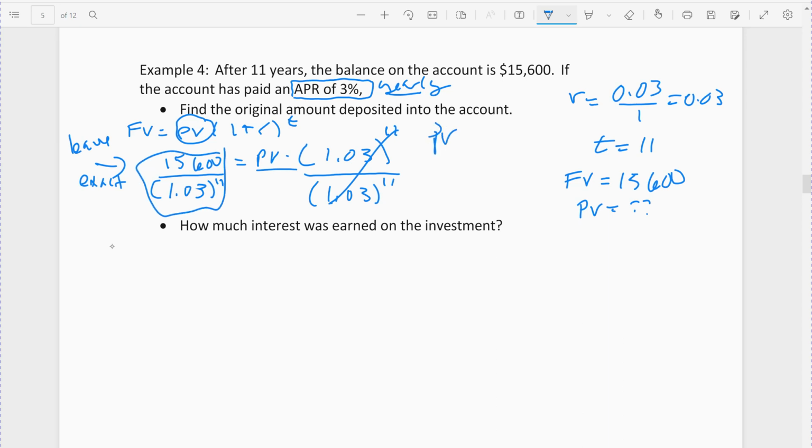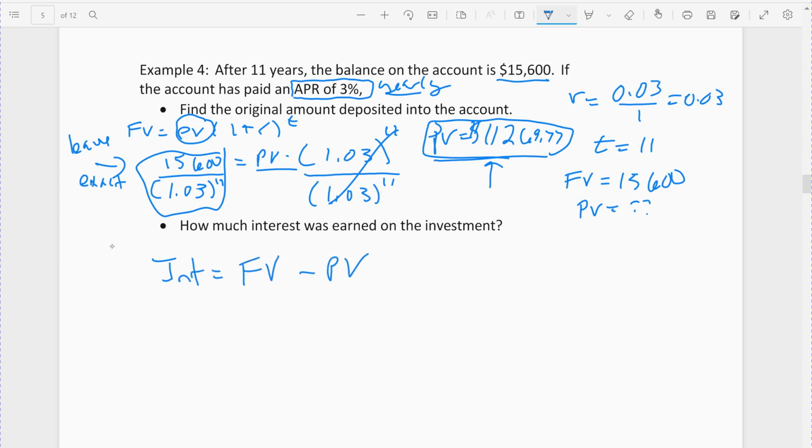When you plug it into the calculator, the present value comes out to be 11,269.77. All right, so that's the answer. How much of that future value was interest? So we want to figure out interest again. Interest is future value minus present value. How much you have at the end, minus how much you invested. The difference between your investment and the future value is the interest, because it's what you earn, the reason why you invest.